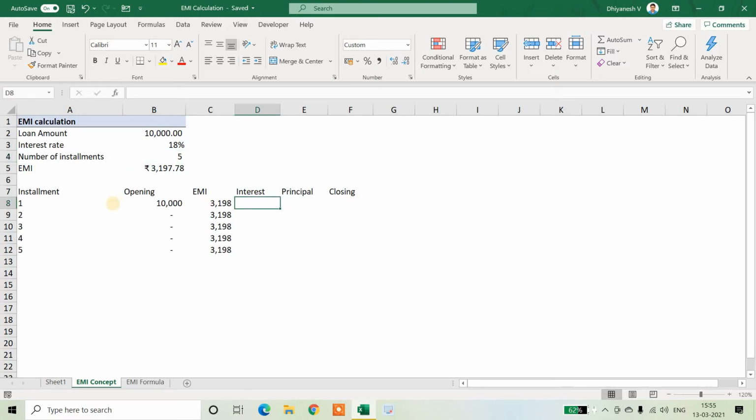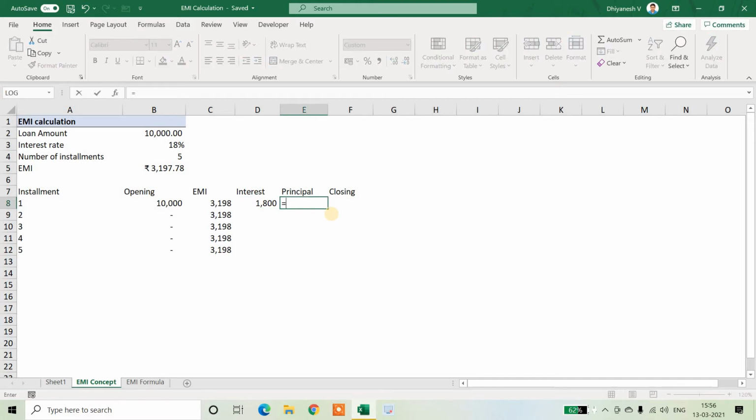The interest for any installment will be calculated at the specified rate on the opening balance. So the opening balance of the loan at the time of payment of the first installment would be the loan amount itself, that is rupees 10,000. So I will apply 18% on this 10,000 rupees and press enter. So 1,800 will be my repayment of interest.